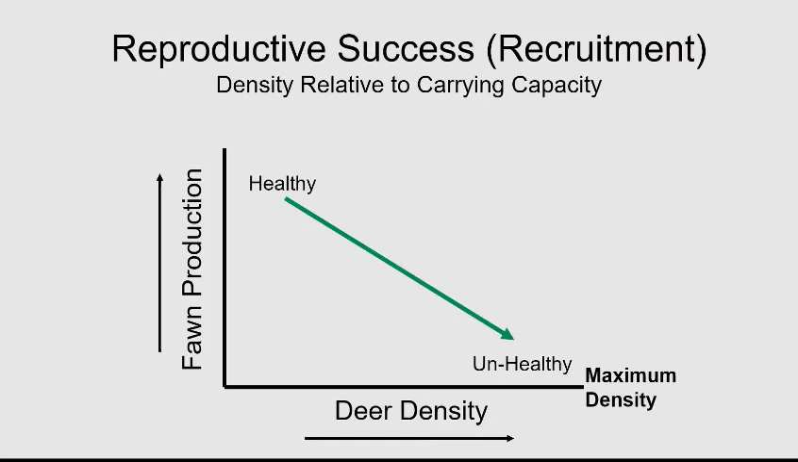It is very typical to see a decline in reproductive success or recruitment as deer density increases. This graph, this figure shows fawn production from low to high, and when you have a low density, you have high quality deer, and they produce a lot of fawns. As density increases, the does are becoming unhealthy, and they are unable to produce fawns, perhaps none at all.